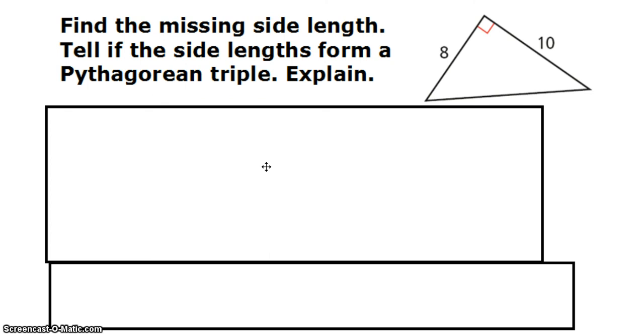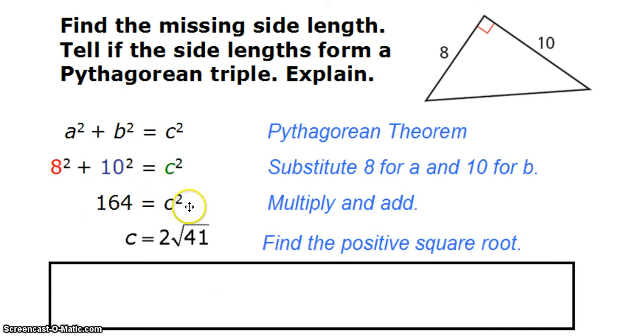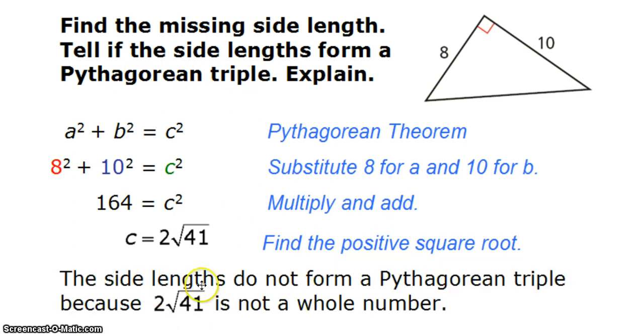And here you are back, so let's see. We have 8 squared plus 10 squared equals c squared. So we have 164, right, equals c squared. When we take the square root, we end up with c, the hypotenuse length, of 2 times the square root of 41. Is this a Pythagorean triple? The answer is no, and that's because the side lengths do not each form a whole number, do they? So due to the hypotenuse length of 2 times the square root of 41, we do not have a Pythagorean triple.